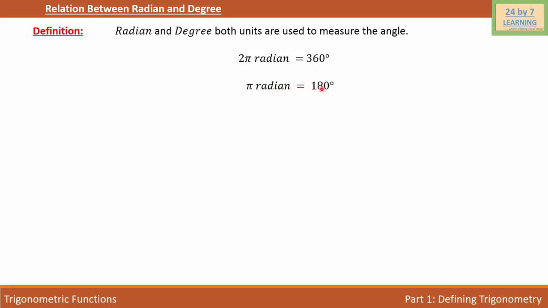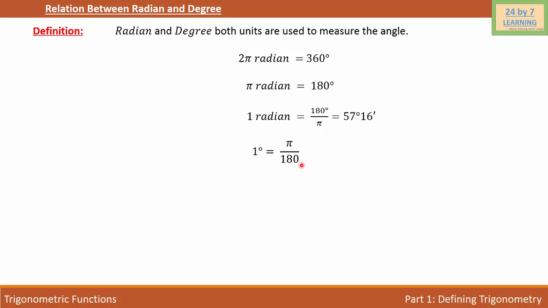Now let's find the value of 1 radian. So we will divide both sides by pi. So 1 radian will be 180 over pi. And if we simplify this value, we will get 57 degree and 16 minutes, which simply means that 1 radian is equal to 57 degree and 16 minutes. Now we can write this relation otherwise, which is basically 1 degree is equal to pi over 180.